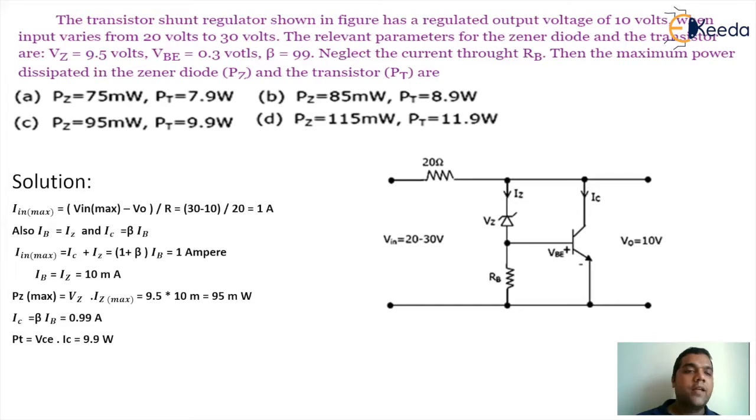So now you can clearly observe for the Zener, the power is 95 milliwatt, and for the transistor, the power is 9.9 watt. This is option C. So the correct answer for this question is option C.